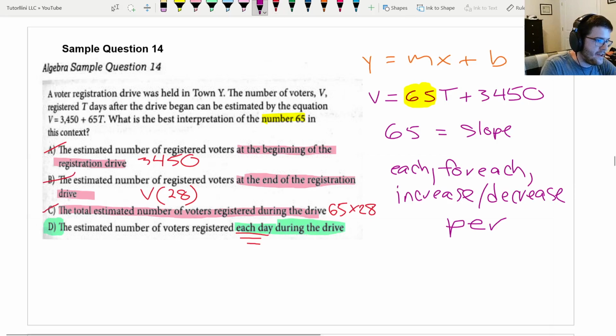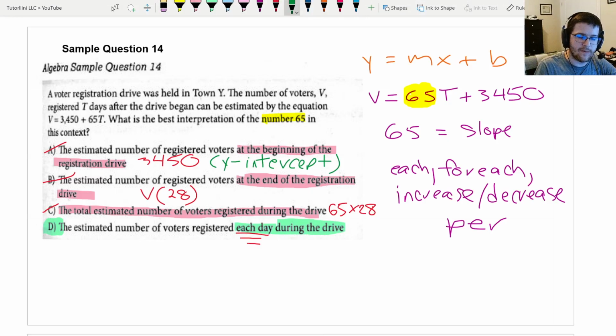Just want to point out that A is the y-intercept. So even though this is wrong, that could totally be the correct answer for another question if they were asking you about the y-intercept. Hopefully that makes sense. When you're talking about y-intercept, usually you want to look at words like initial, beginning. And when you're talking about slope, you want to look for words like each, for each, increase, decrease. The slope is the change in y when x goes up by 1. So it's the change in V when t goes up by 1. t going up by 1 is 1 day, so each day. Hopefully that helps. Let's take a short break and we'll come back with the drills.